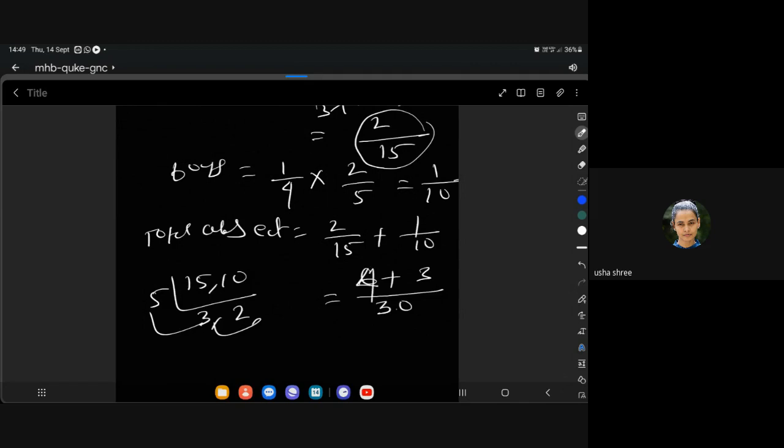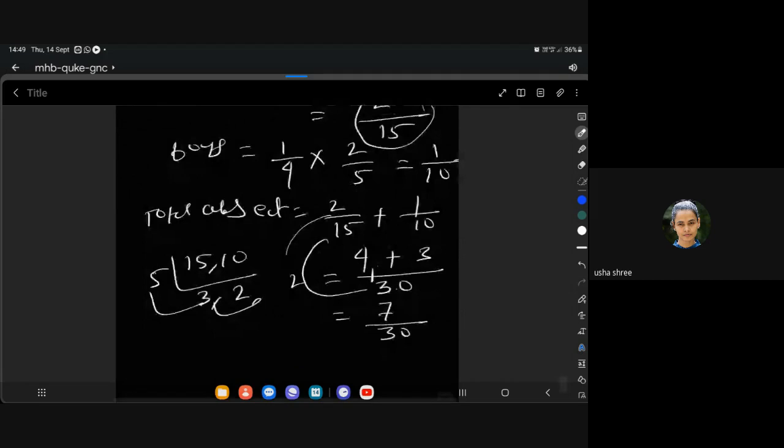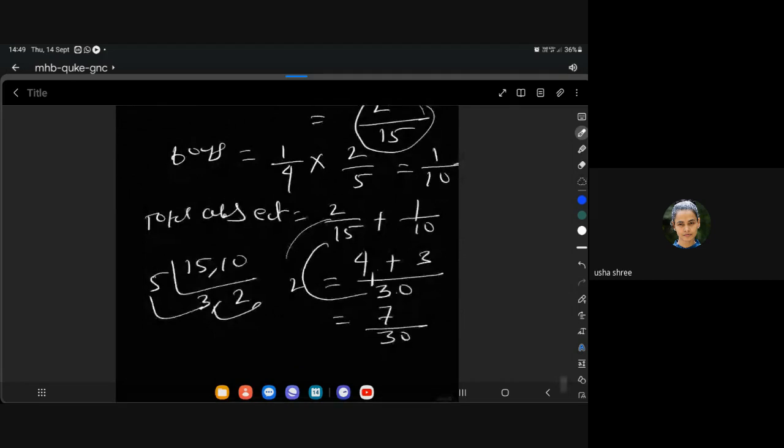It is 4, na? 2 into 2 is 4, and 1 into 3 is 3. So it will be 7 by 30. That's what I was thinking. Yes, it is 7 by 30. So 7 by 30 is the number of students who are absent.